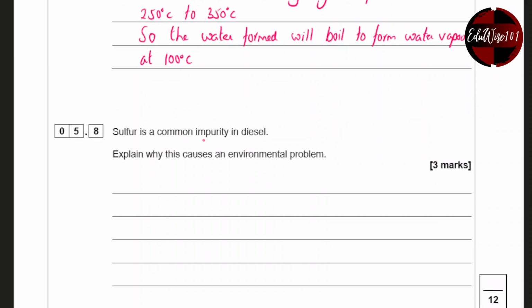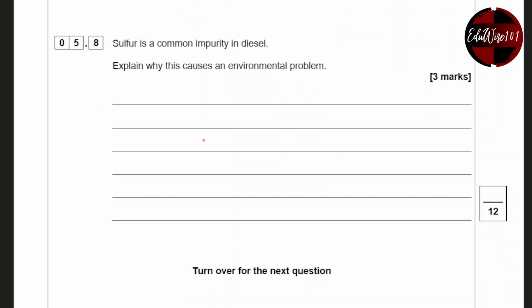Sulfur is a common impurity in fuel. Explain why this causes an environmental problem. So for 3 marks, what is the problem with sulfur burning in the air? Well, sulfur burns in air to form sulfur dioxide. Now sulfur dioxide, which is SO2, right?